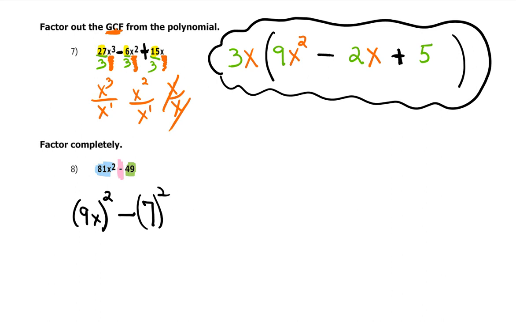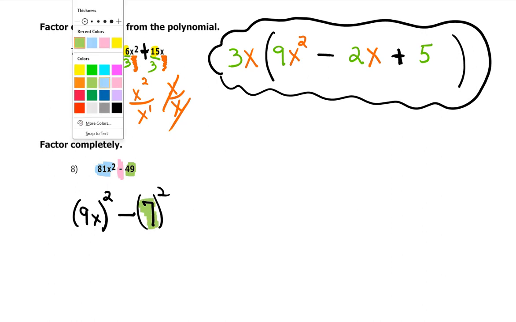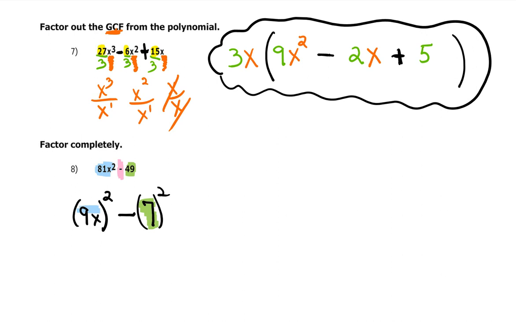So the 7 and the 9x are what you need, because the rule says if you have an a squared minus a b squared, that will factor to be an a minus b times an a plus b. And in this situation, our a is the 9x that got squared right here. So you're going to need a 9x here and a 9x there.